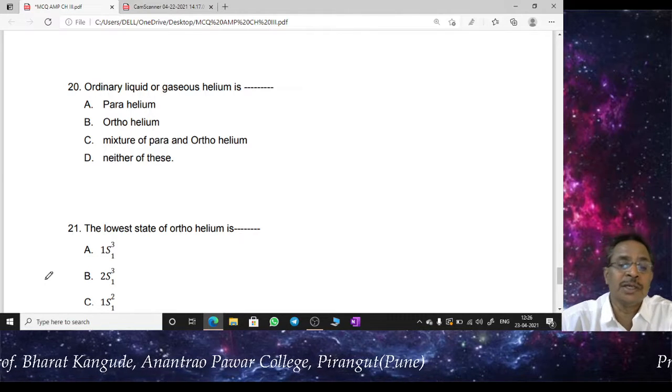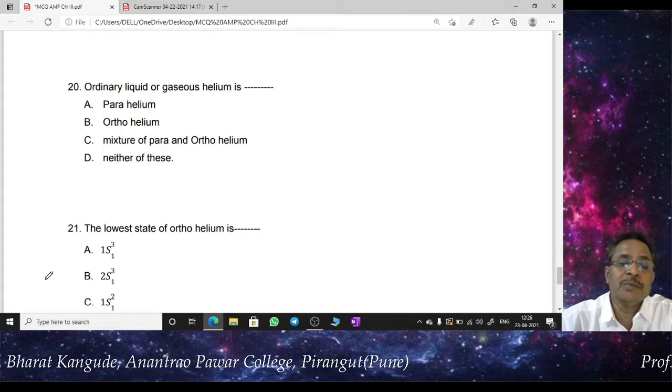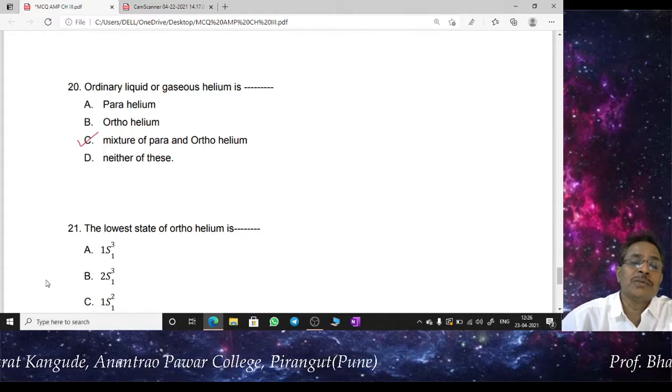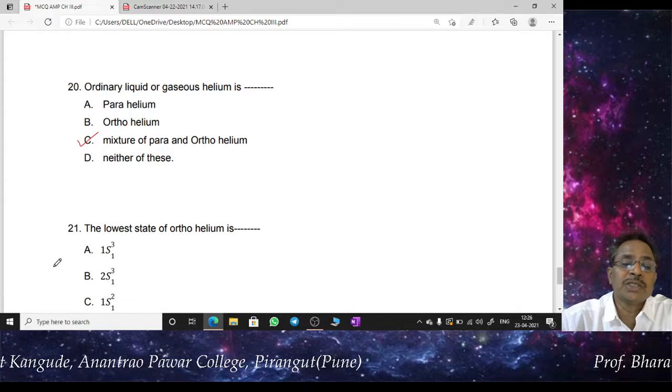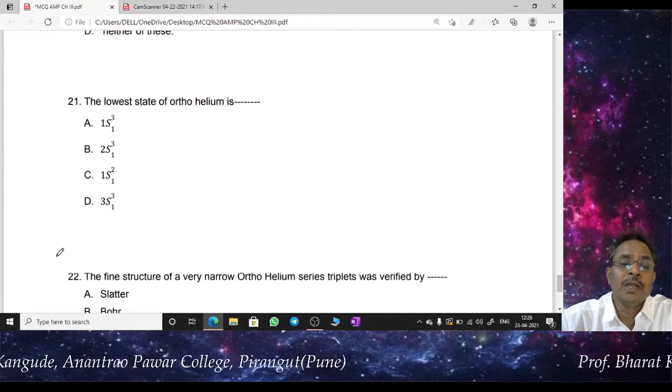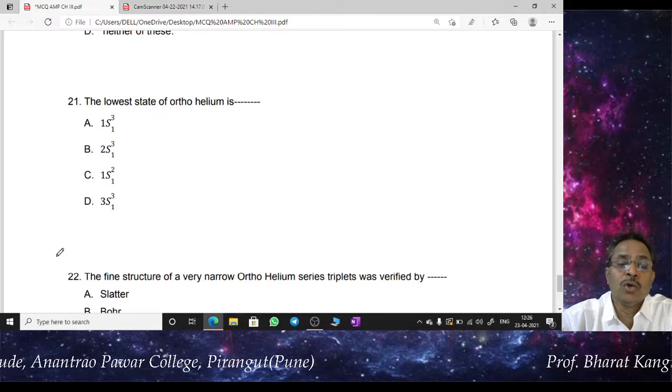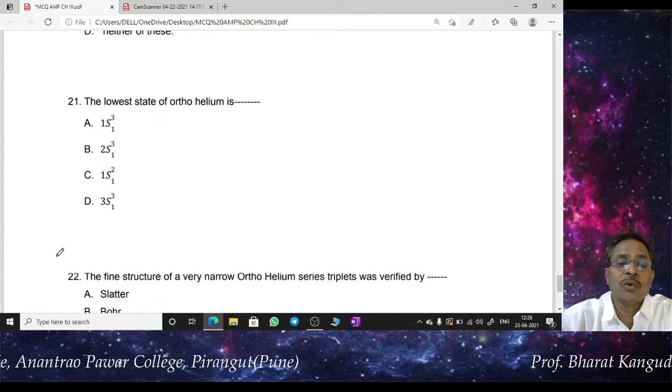So according to this theory, what we have seen is always a mixture of para and orthohelium. Therefore, the correct option of question number 20 is C, mixture of para and orthohelium. Now, let us see the lowest state of orthohelium.